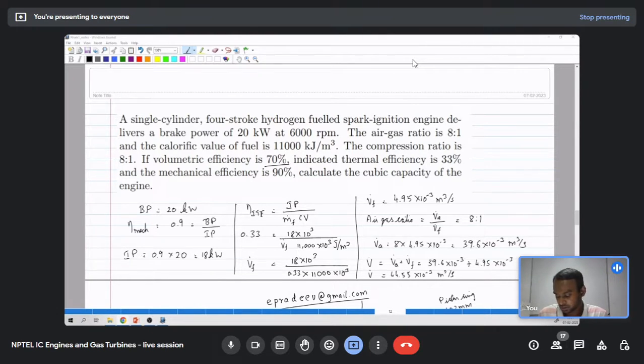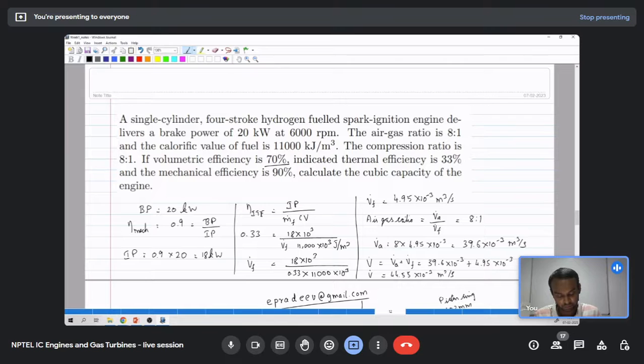Now we have the brake power and the mechanical efficiency, so with this we can calculate the indicated power, which is 20 divided by 0.9, which is 18 kilowatt. Now we have the indicated thermal efficiency, which is indicated power divided by fuel power. Here we have the indicated power already calculated as 18 into 10 power 3, writing in terms of SI units.